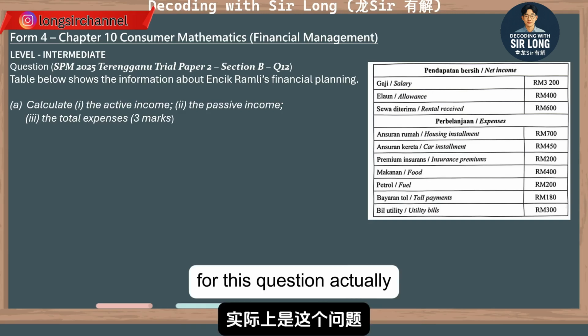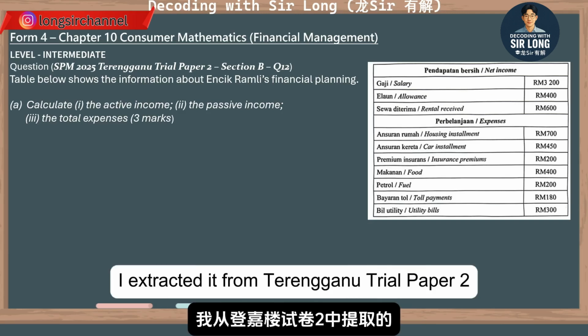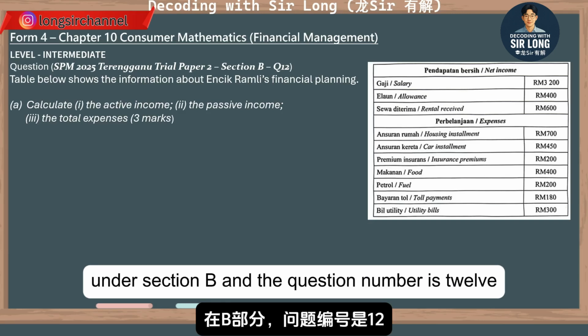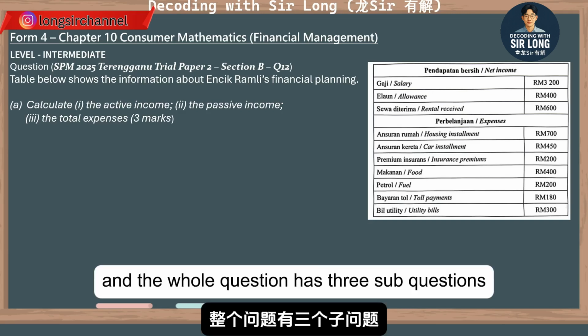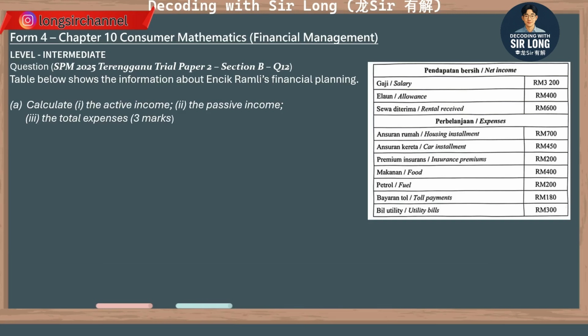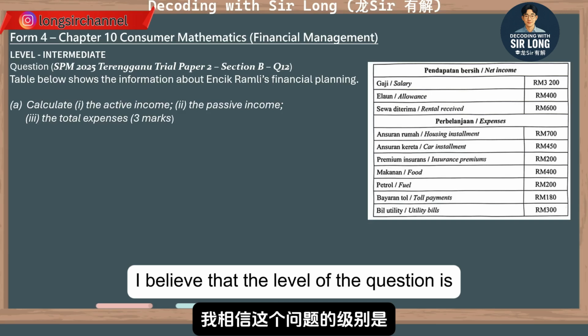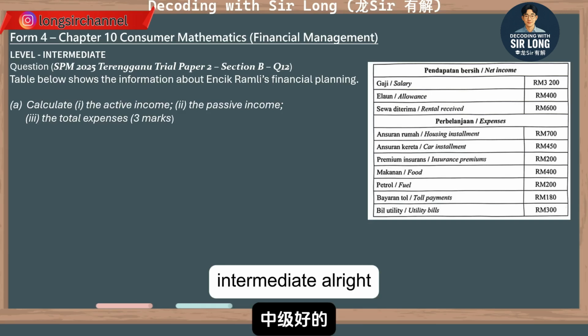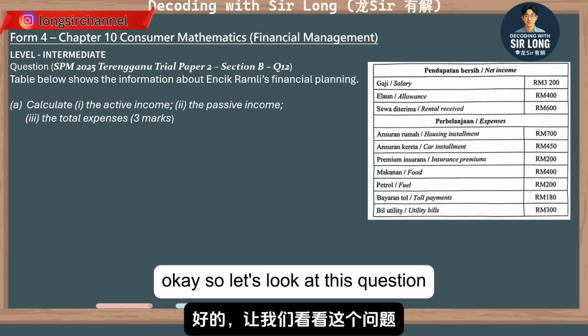For this question, I extracted it from Terengganu Trial Paper 2 under Section B, and the question number is 12. The whole question has 3 sub-questions, and I believe the level of the question is intermediate. So let's look at this question now.